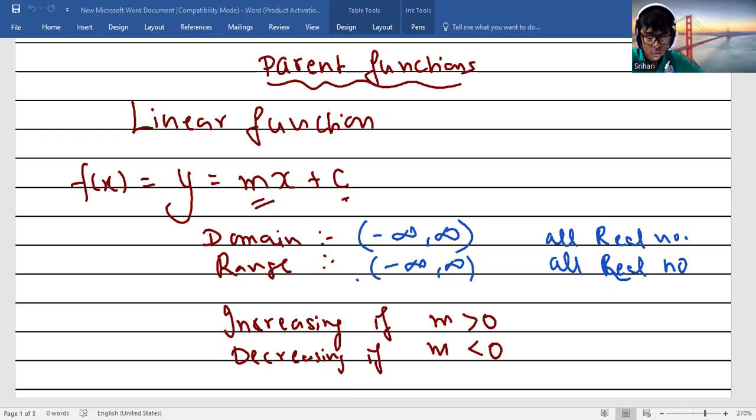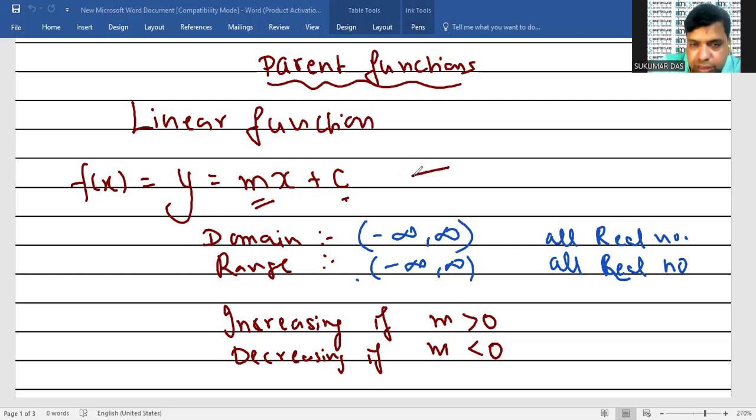What about when m is equal to 0? What will happen when m is equal to 0? Then it'll just be the y-intercept because there'll be no slope. So in that case, this will not become a linear function. This will become a constant function. Good.